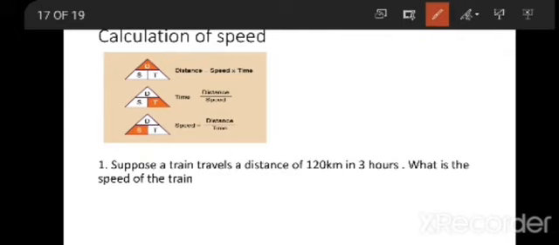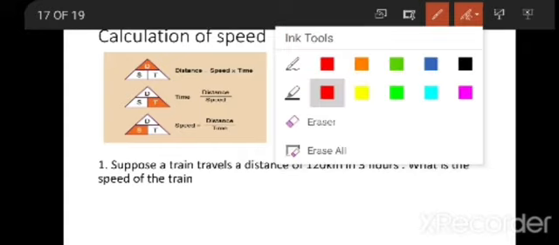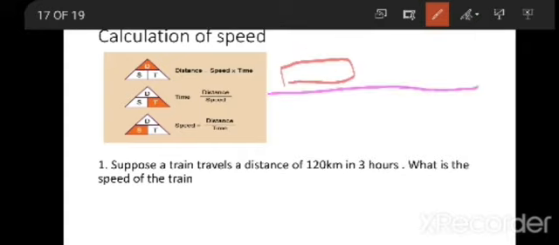If you see here, you have a question. Suppose a train travels a distance of 120 kilometers in 3 hours. What is the speed of the train? What they are saying is, suppose this is a train, and the train covered this much distance. So what is the distance traveled? It covered 120 kilometers.